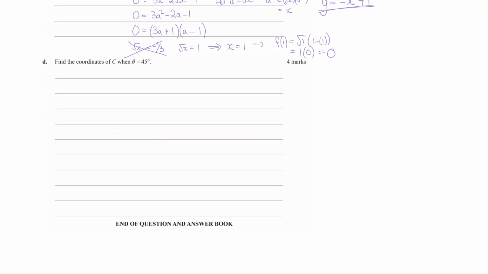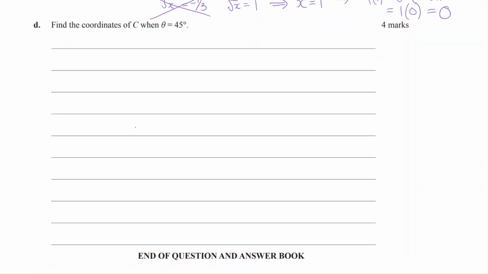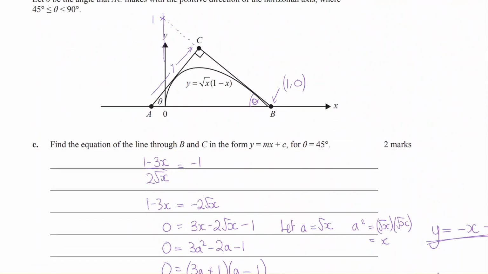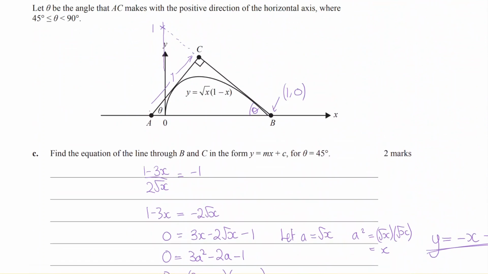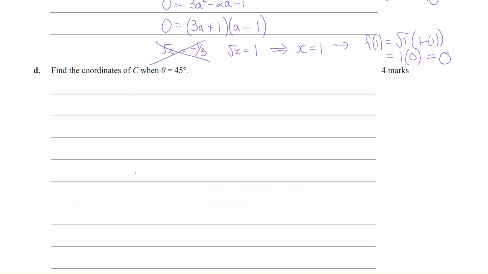Now, part D is much the same in a lot of ways, but it's given away 4 marks for this. So if we have a look back up here, we've got this line which we know has a gradient of 1. We've got this line which we now know the equation of, so we're happy with that. And what we're going to do is work out the equation of line AC. Then we're going to say, where does this intercept with the line BC, which we already have? So we need to work out AC first.